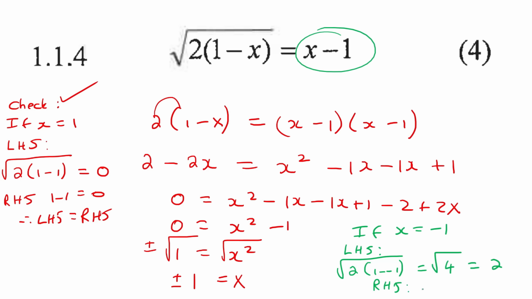Okay. Now, what is the right-hand side? That'll be x as minus 1, which is minus 2. So here you've got the left-hand side and the right-hand side not being equal to each other. And so therefore this one is not applicable, so NA. And so therefore your only answer is x equals 1.